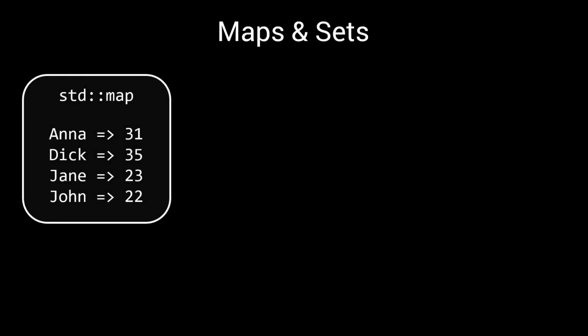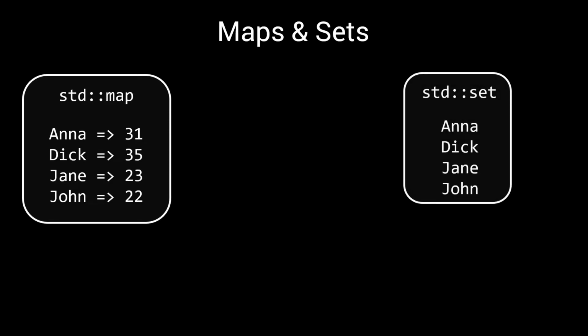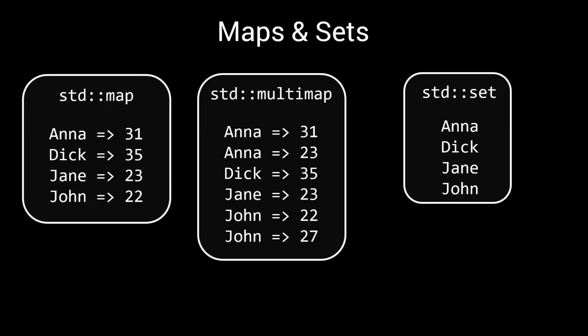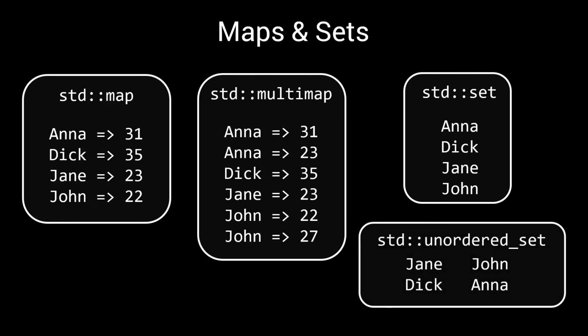While maps represent a collection of key value pairs, like name and age, the sets just represent a bag of keys. Multimaps and multisets allow duplicate keys. Map, multimap, set and multiset all keep their keys sorted internally and use the less than operation to find elements. Unordered map and unordered set are, as the name suggests, unordered and use hashing internally to provide constant time lookup.